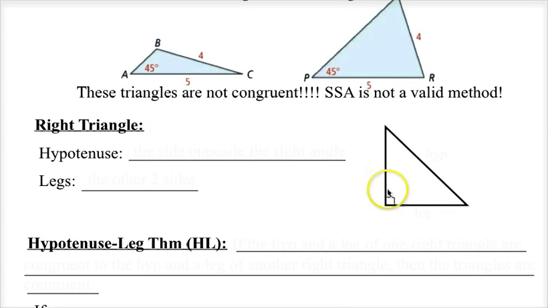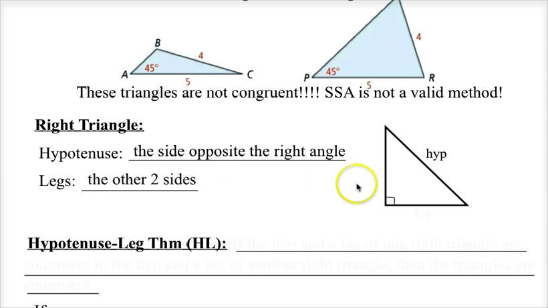So here we have a right triangle. A right triangle has a right angle in it. The hypotenuse of the triangle is the side opposite the right angle. Okay, so the hypotenuse is the side opposite the right angle. And we can label our hypotenuse. So if you locate the right angle, across from it is my hypotenuse. And then we have the legs of the right triangle. The legs are the other two sides. So here we have a leg and here we have a leg. So those are the parts of a right triangle.